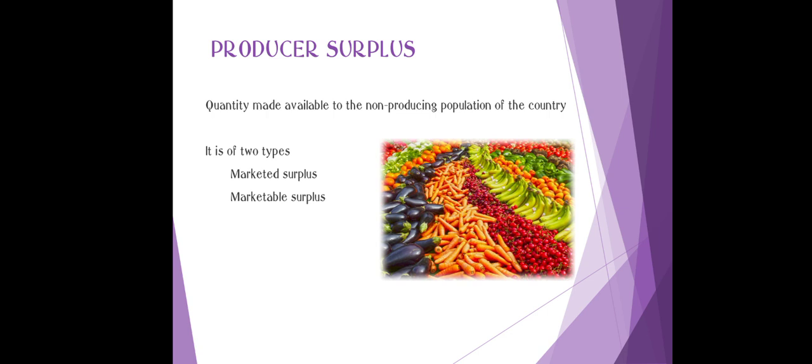Firstly, the producer surplus. The producer surplus is the quantity of produce which is or can be made available by the farmers to the non-farm population. The producer surplus is of two types: marketed surplus and marketable surplus.